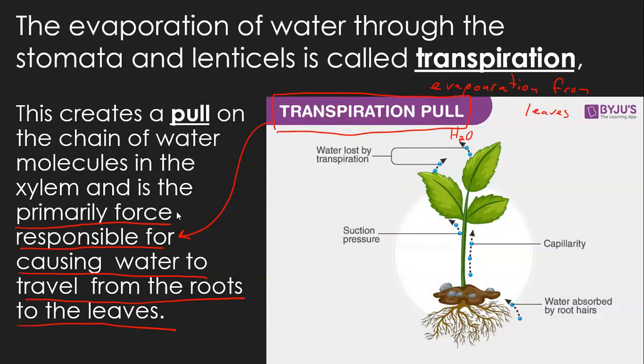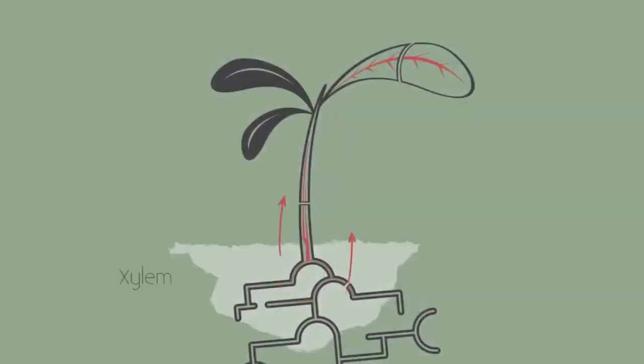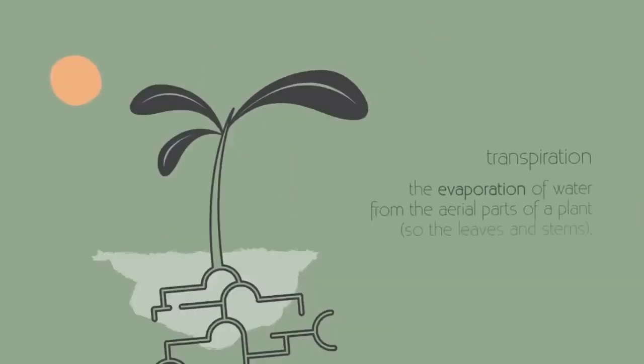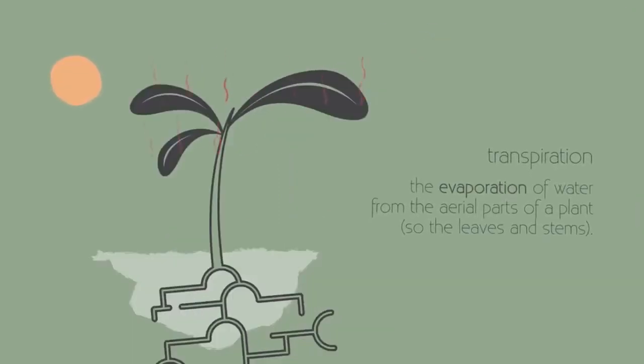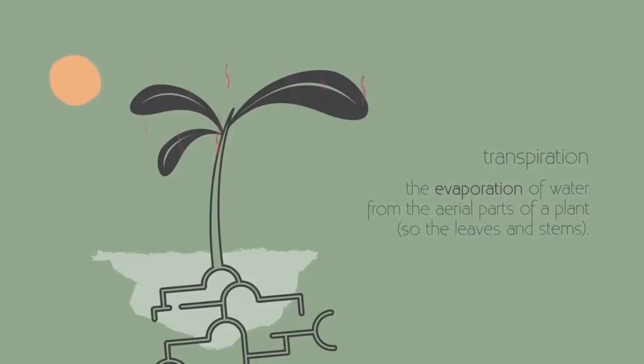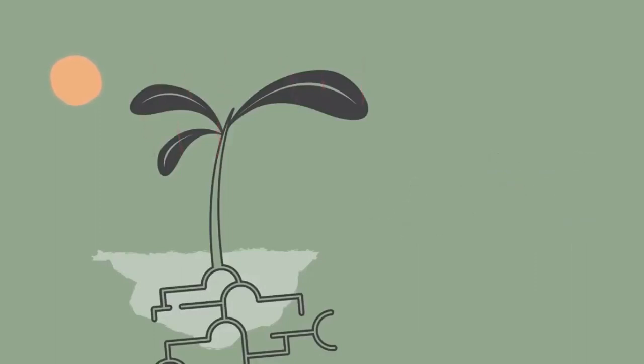So we know all about the xylem and the phloem. But now we need to know exactly how water and minerals move around the plant. Transpiration is the evaporation of water from the aerial parts of the plant, so the leaves and stems. By water evaporating out of these parts, mostly the leaves, a suction pressure is created which draws up the water through the plant. This is called the transpiration pull.